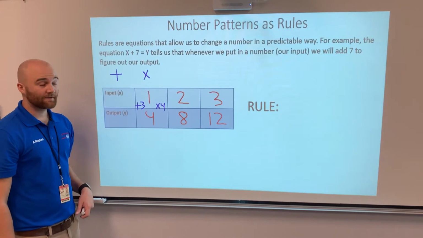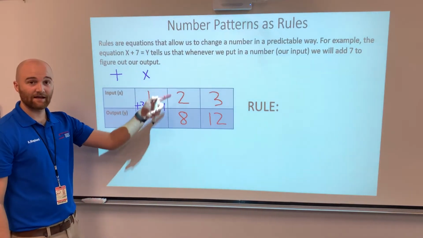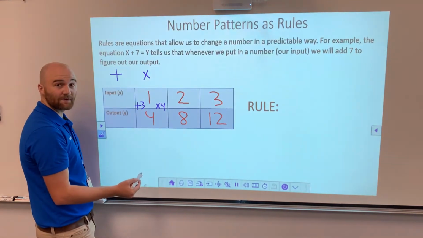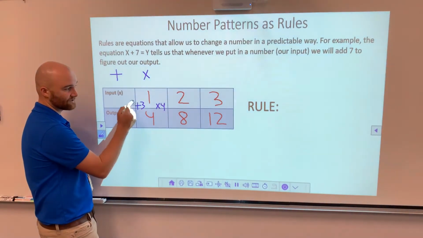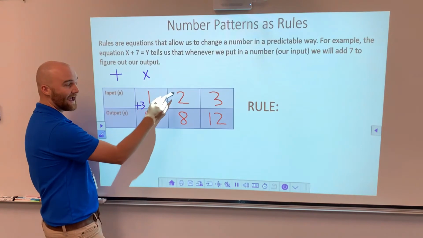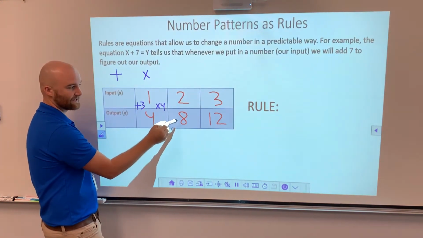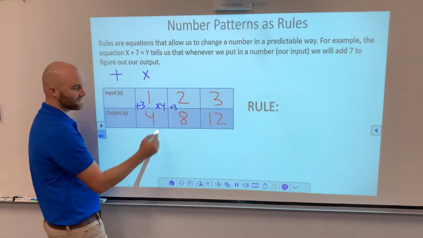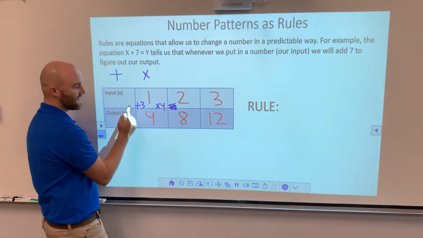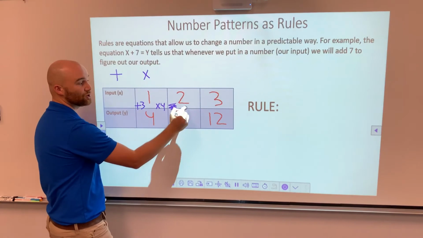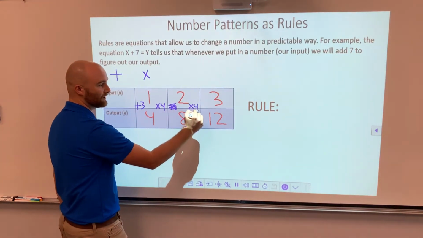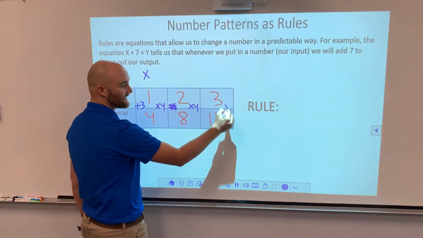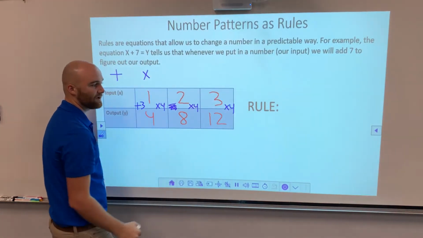Okay, so the way that I figure it out is I look at my next set of inputs and outputs. When I look at this 2, if it's following the same rule, which is plus 3, then I should be able to add 3 to 2 and get this answer. But 2 plus 3 doesn't give me 8. So we know it's not the plus 3. 2 times 4 gives me 8 though. And if I check my last one, 3 times 4 gives me 12.